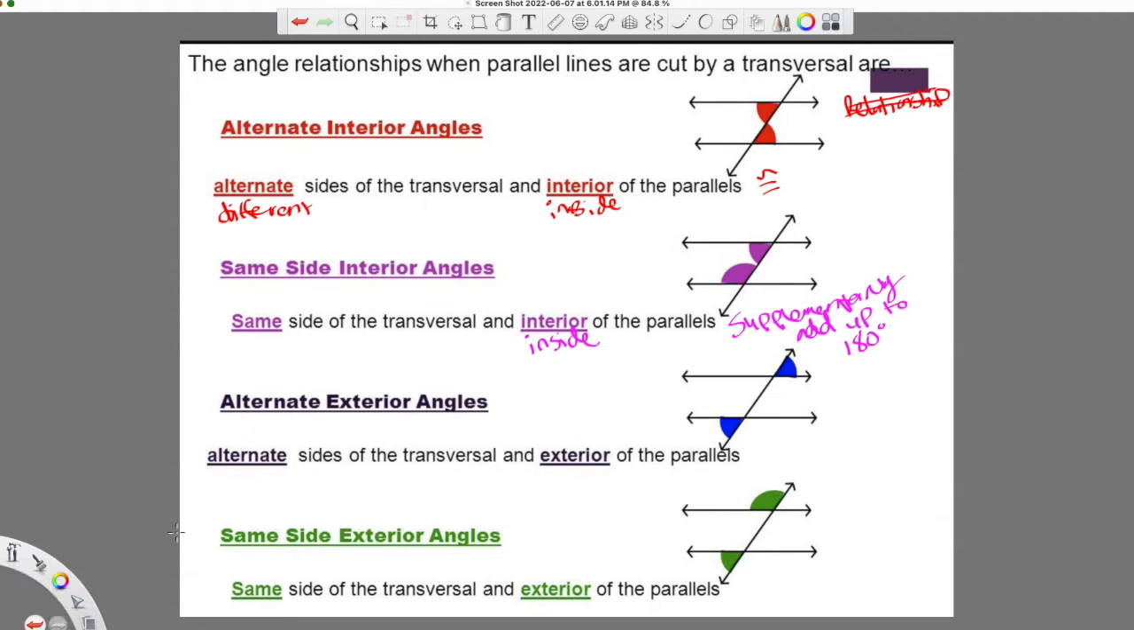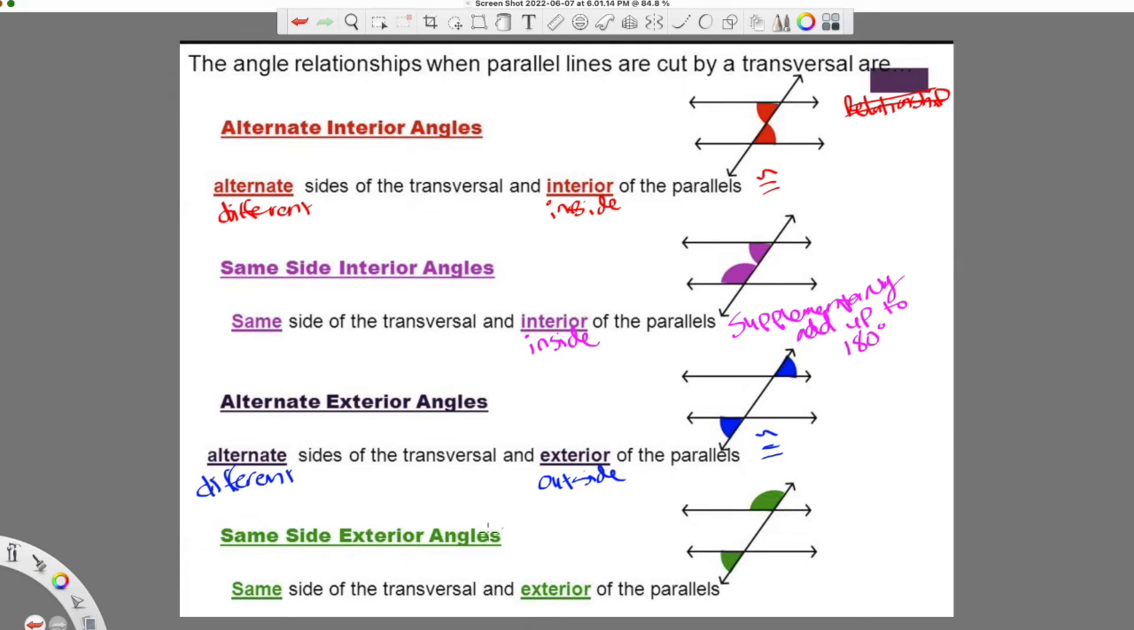All right, the next one we have is alternate exterior angles. So alternate, again, still means different or opposite. So different sides of the transversal again. So now we have one on the right and one on the left of the transversal. And exterior of the parallels. So this means outside. So if interior means inside, then outside means that we're going to be outside here like this. Okay, so we can see this one is definitely outside, this one's outside, and they're on different sides of that transversal. This one's on the right, this one's on the left. So when we have alternate exterior angles, those go back to that congruent relationship.